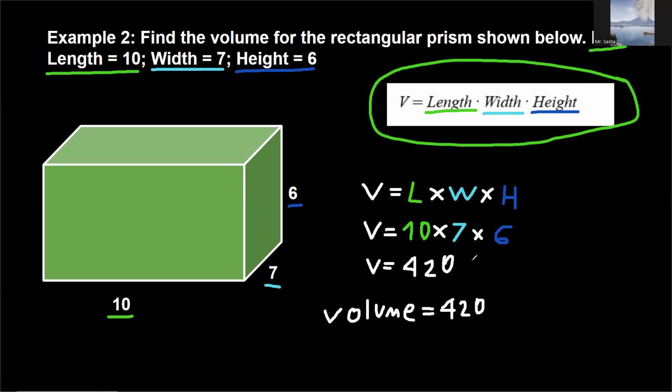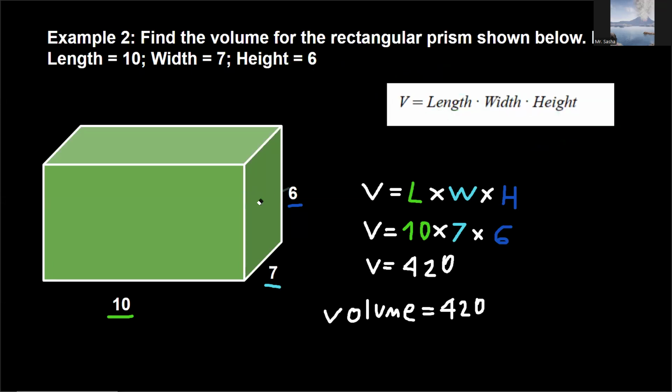So I'm showing you exactly how to solve for it. Remember, you have volume equals length times width times height. And then you use that formula and then you substitute the numbers and then you multiply them all together and then you get your final result for the volume, okay? I'm just reminding all of you guys how to solve it.